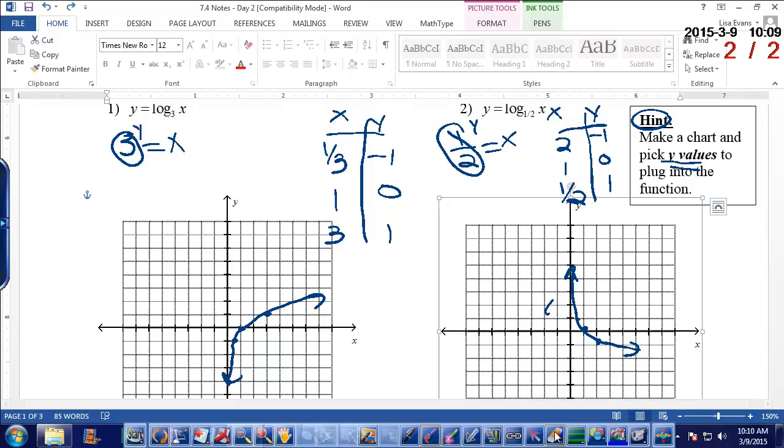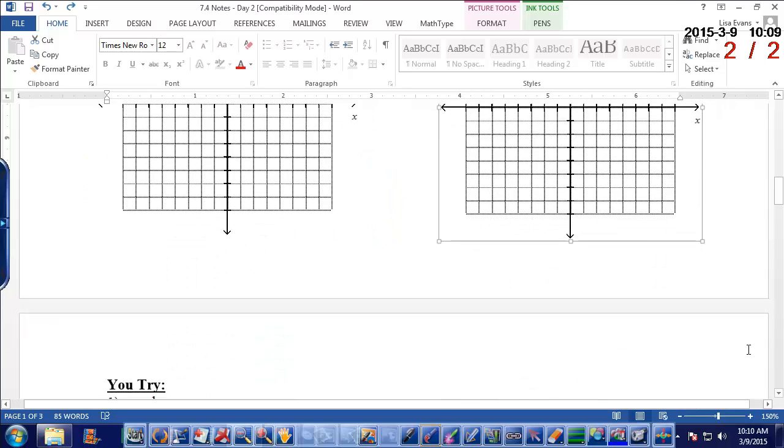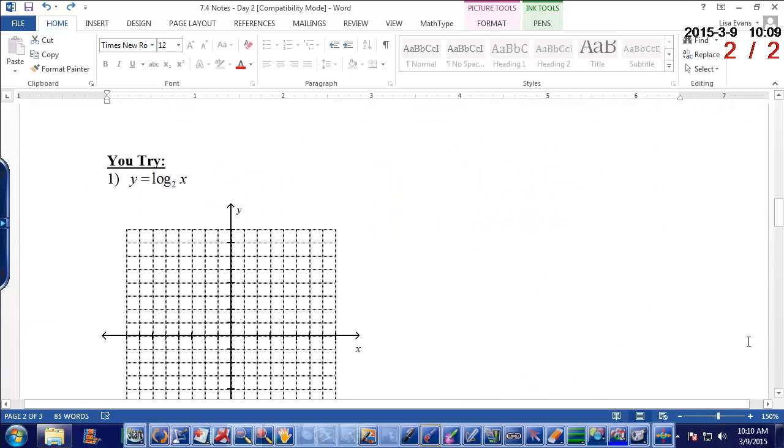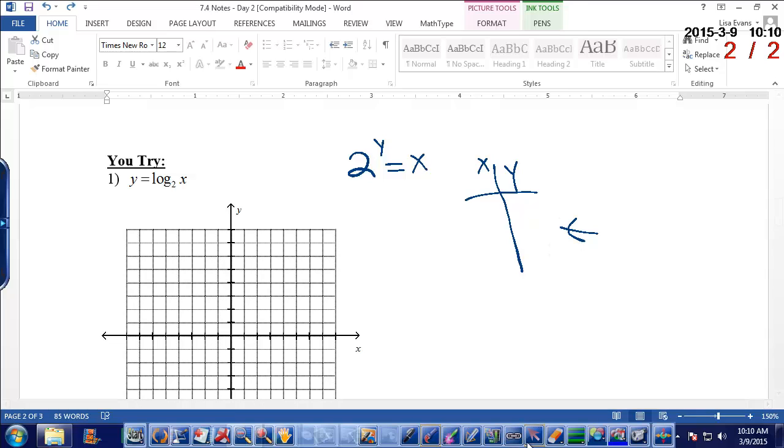Okay, I would like you to look at the next problem and try this one on your own. You're going to convert it to exponential, so that would be 2 to the y equals x, and don't forget, you are going to pick y values. Pick numbers to plug in. I like to go with -1, 0, 1. You don't have to.